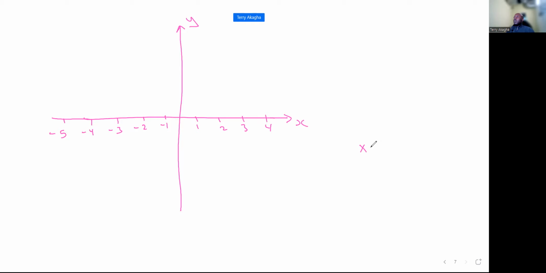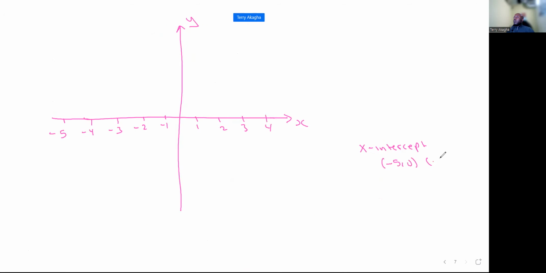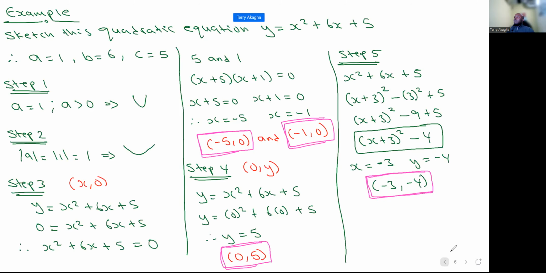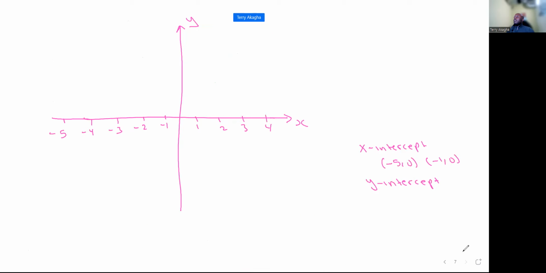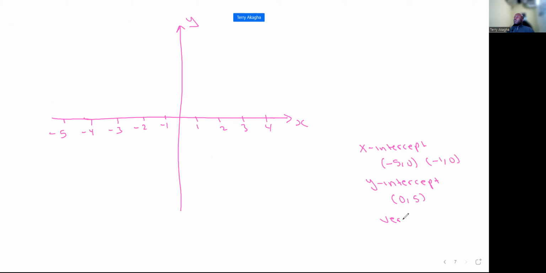Let me bring them all here. The x-intercepts we have are minus 5 and 0, and minus 1 and 0. Then the y-intercept, we have 0 and 5. Then also the vertex, we have minus 3, minus 4. So the vertex is minus 3, minus 4.